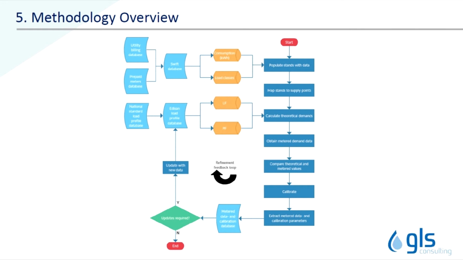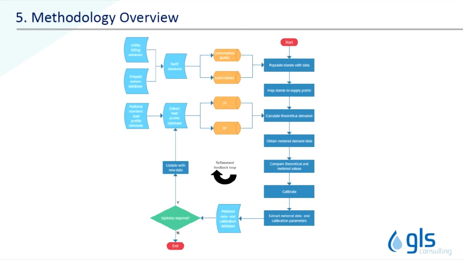After populating our stands with data, we map our stands to our supply points and model dependents. That could be the closest, as I've mentioned, kiosk or mini sub or substation, whatever the purpose of the modeling. Then we calculate theoretical demands, and in this theoretical calculation, we use load factors and power factors, which we obtain from our Edison load profile database, which is currently informed by the National Standard Load Profile Database, typically known in industry as the Eskom GLF standard. So currently we're using the Eskom GLF standard to populate our Edison load profile database.